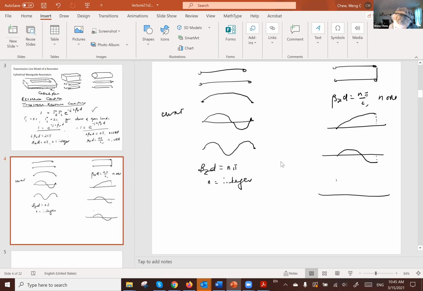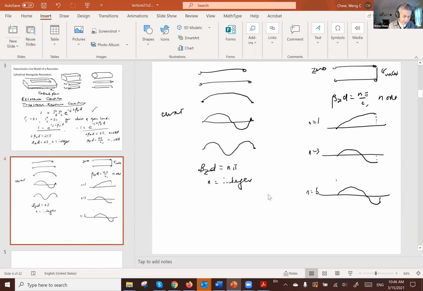Okay, always ending with... no, not ending with the open circuit, ending with the maximum current. The current will be max here, will be 0 here. And if you were to plot the current distribution on this transmission line, you will have all these different modes. This is n is equal to 1, n is equal to 3, and n is equal to 5. Okay, so you can find these resonant modes quite easily.